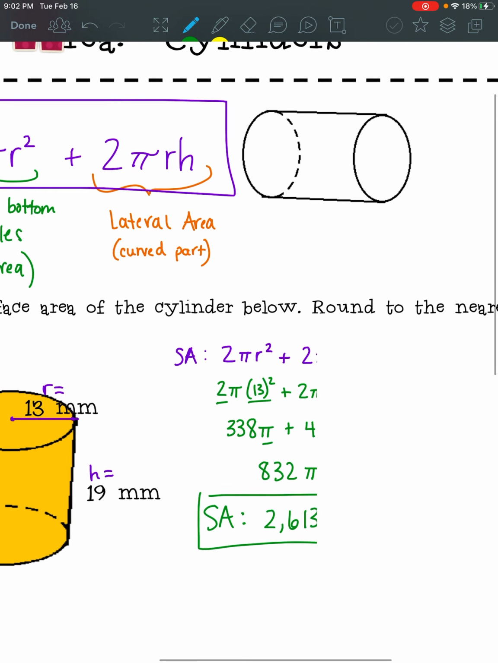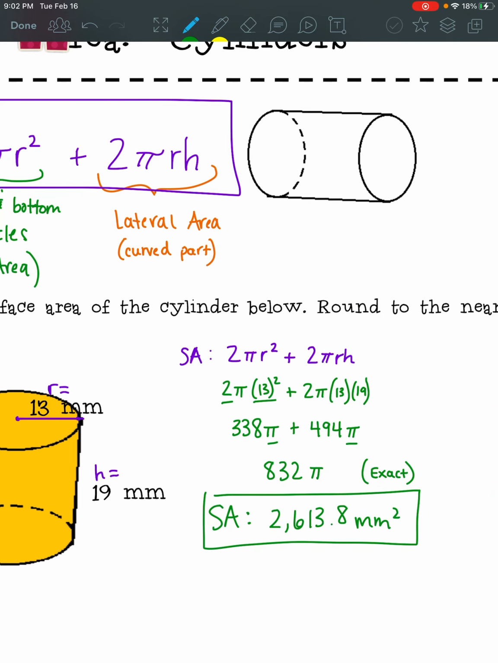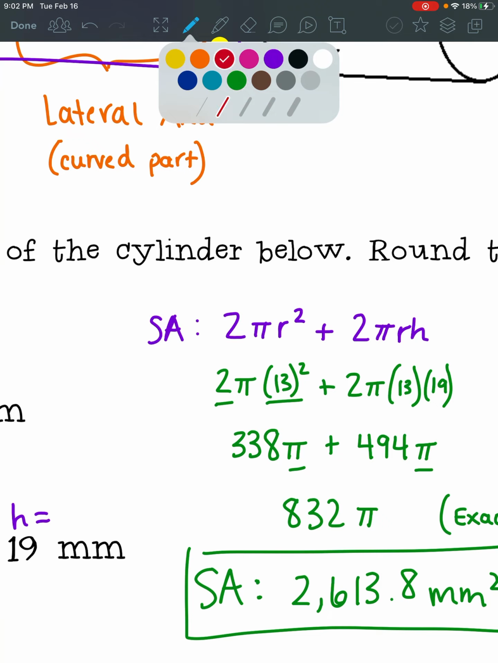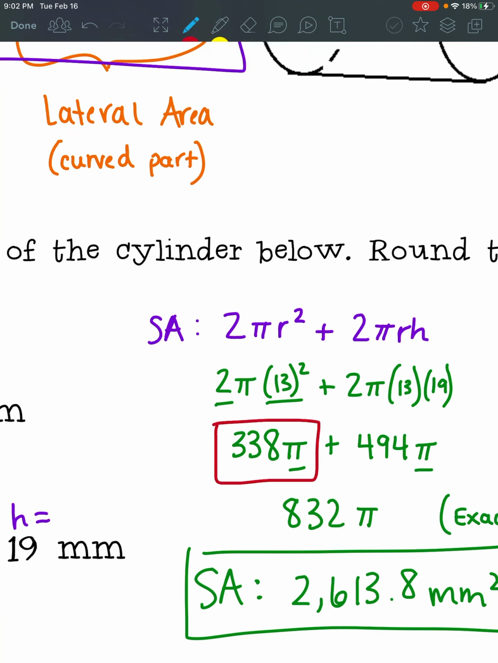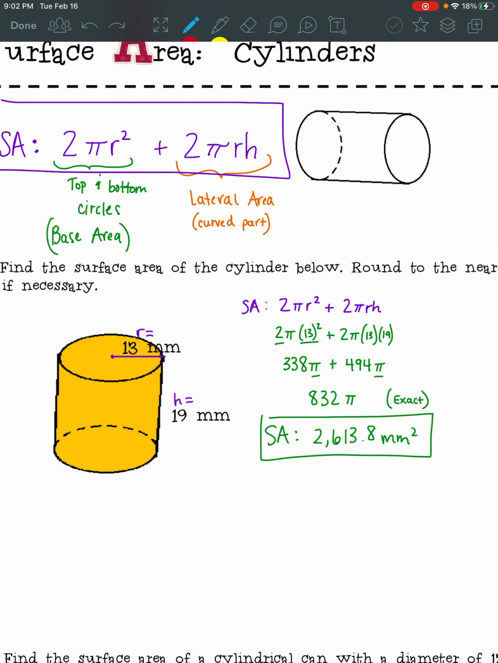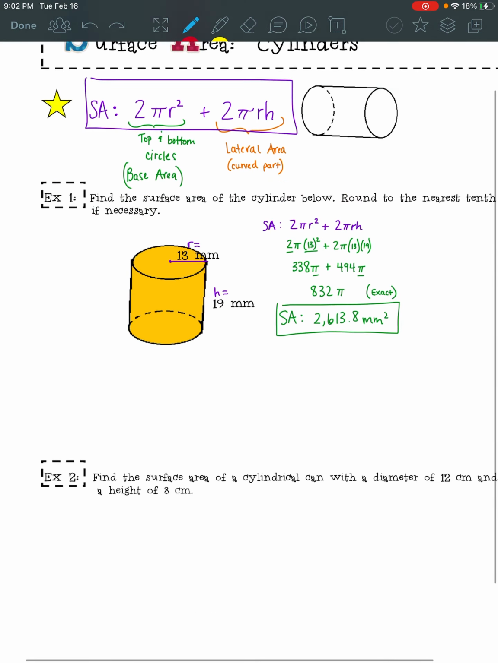Okay, again, remember that maybe I would ask you for just the base area. So the base area would be our 2 pi r squared. It would just be 338 pi, or 338 times pi if you wanted to round it. So be careful, make sure you know what those two parts of the formula stand for.